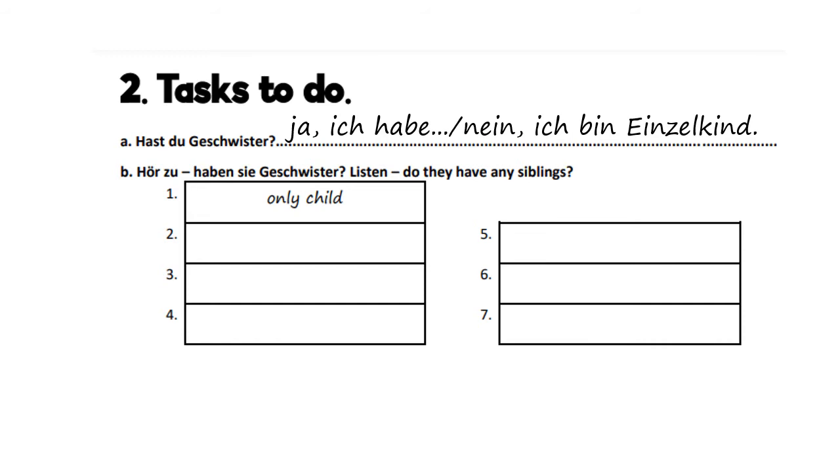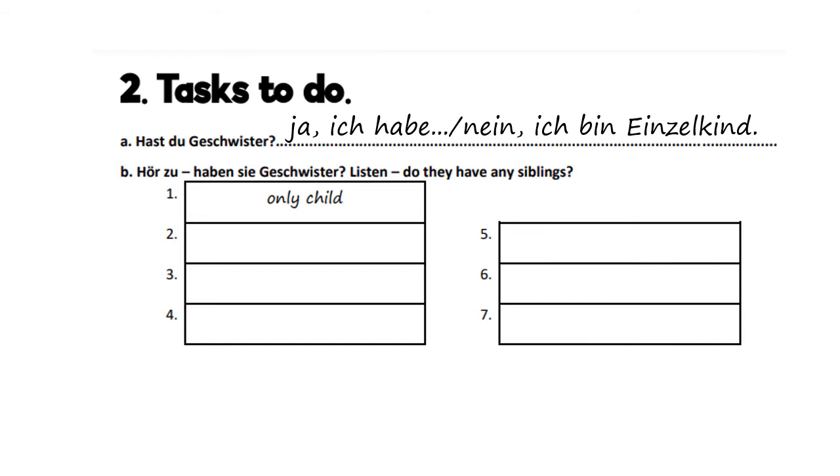Nummer 2, ich habe eine Schwester. Und noch einmal, ich habe eine Schwester. Nummer 3, ich habe 3 Brüder. Noch einmal, ich habe 3 Brüder. Nummer 4, ich habe einen Bruder und eine Schwester. And again, ich habe einen Bruder und eine Schwester.